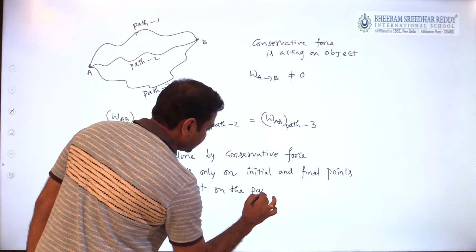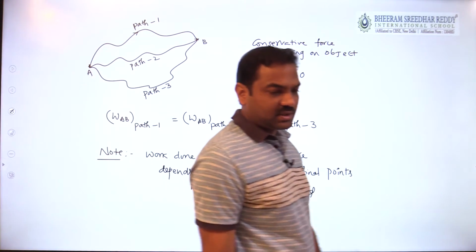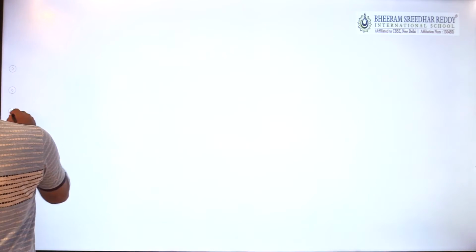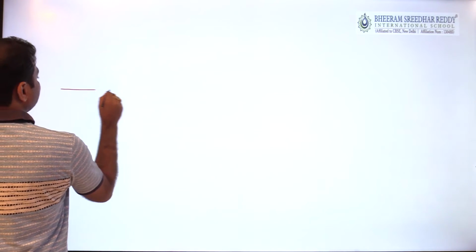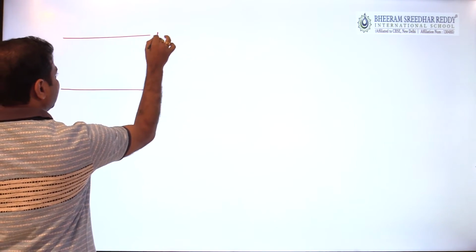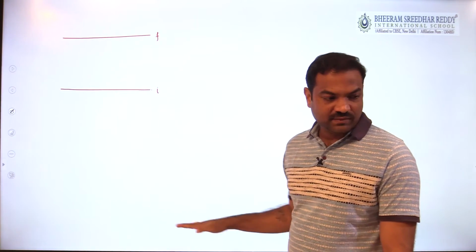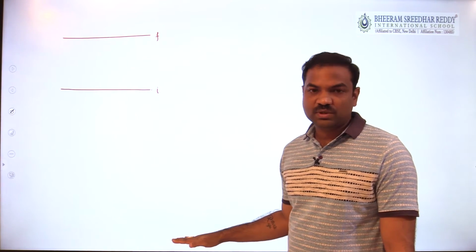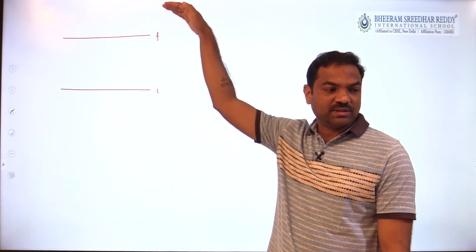Not on the path followed. It only depends on initial and final points. So everybody has to follow this carefully. See, this is one level, this is the other level. You can say this is the initial level and this is the final level. You can say that the initial level is the screen's bottommost point, and the upper level is the screen's highest point.